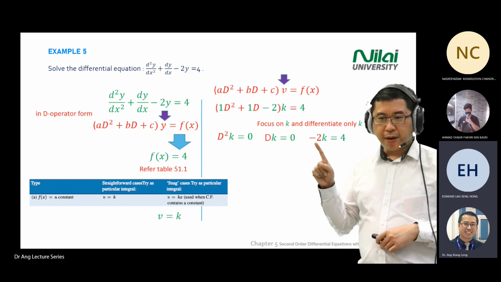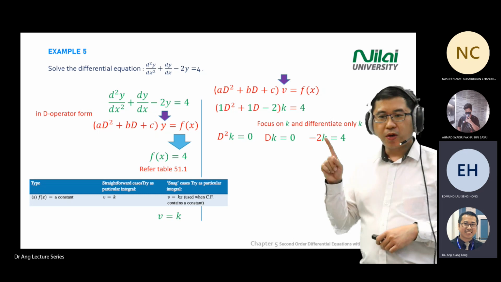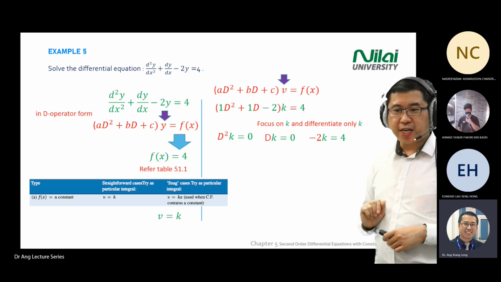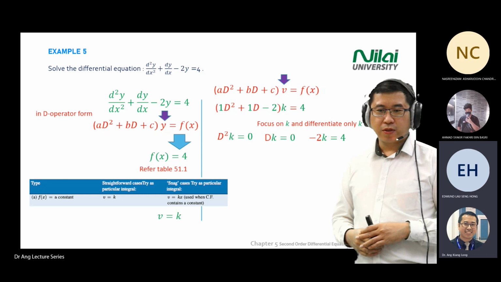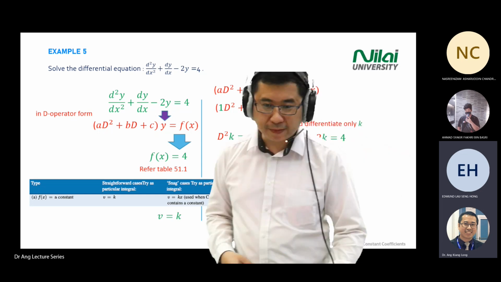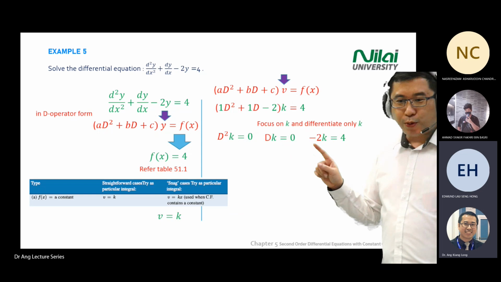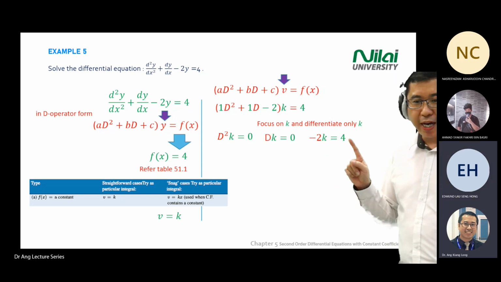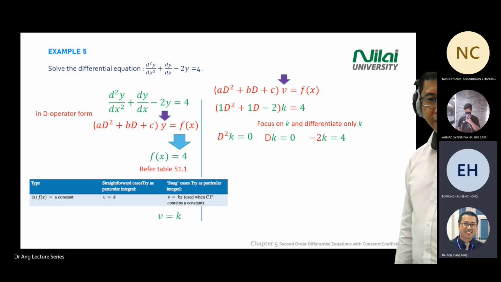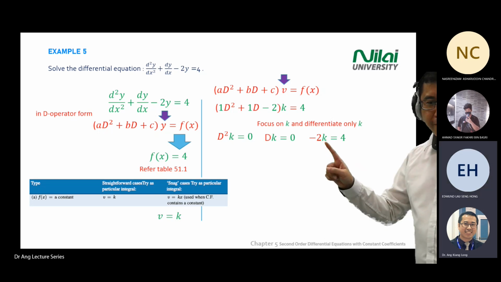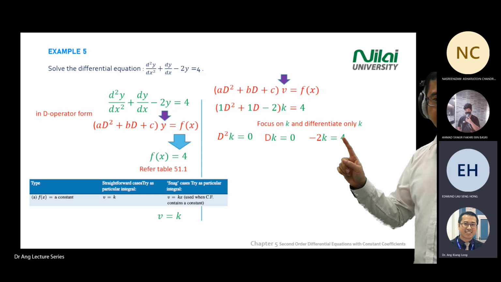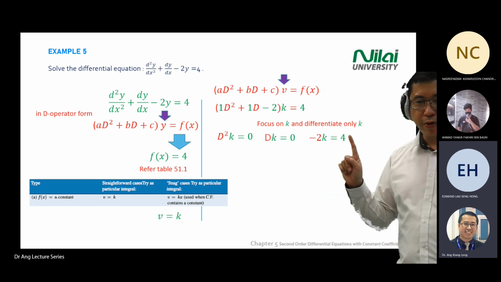Okay. Minus 2k equal 4. What is your k? For example, I change this one k to x. Minus 2x equal 4. What is your x? 4. How do you get 4? You know this is the multiplication, right, Edmund? Minus 2 multiply what? You get 4. If this one is 4, minus 2 multiplied by 4, what you get? Minus 8. How you get 4? What should you substitute here to get 4, Edmund?